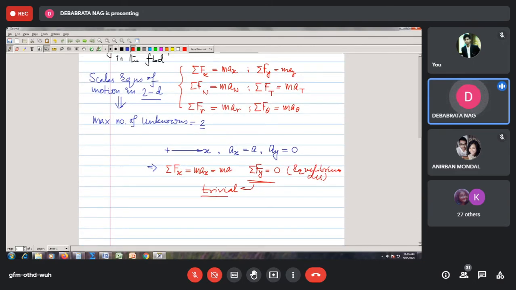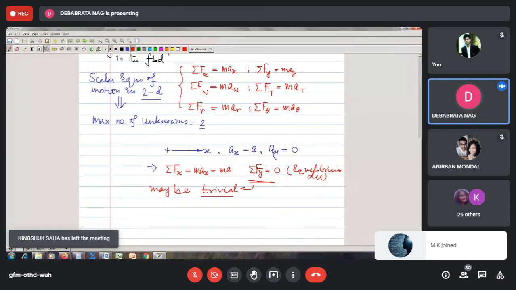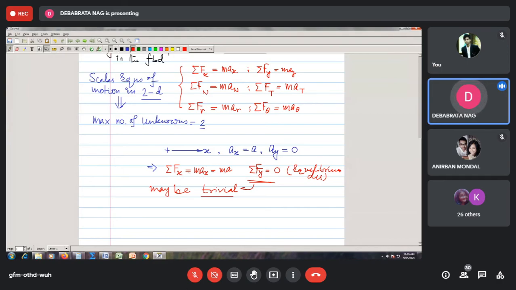So your equation may be trivial. If it is a trivial one, you do not have to take it into account. However, if it is a non-trivial one, that means it is not automatically obvious. In that case, please remember you have these two equations at your disposal. So again, the maximum number of unknowns that you are going to solve is limited to 2.